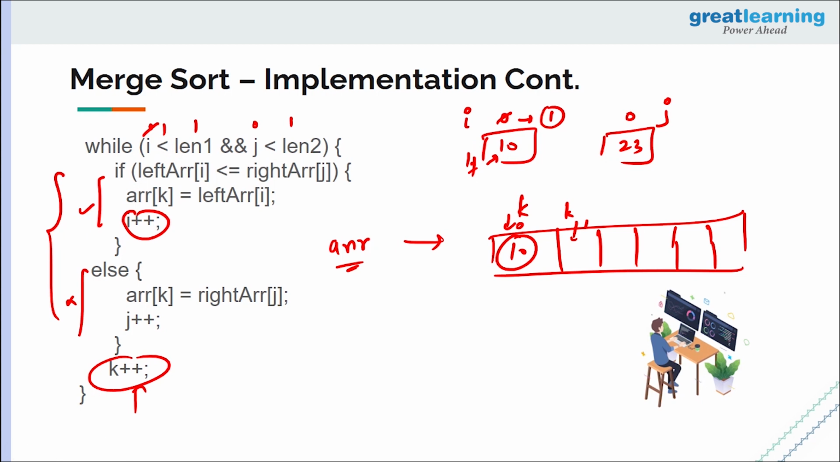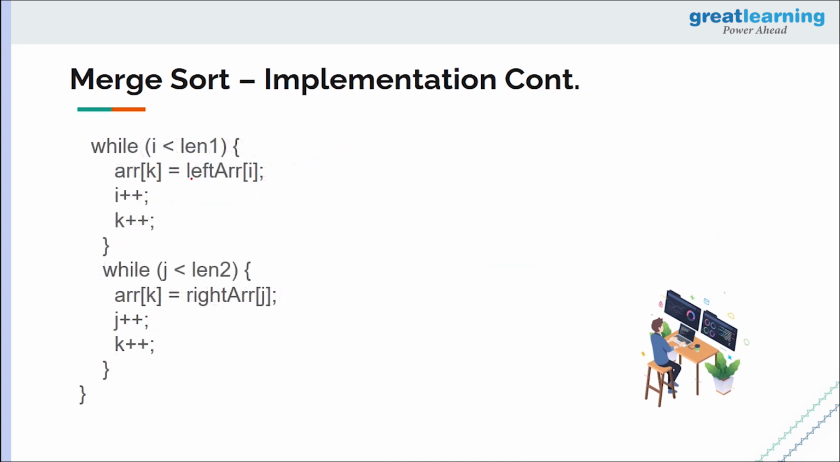The i is 1 and length is also 1. Both these statements need to be true because we are using the logical AND operator, right? So we are out of this for loop. Now what about the remaining elements? For that, we have this while loop in place.